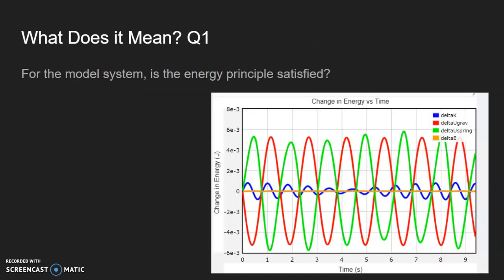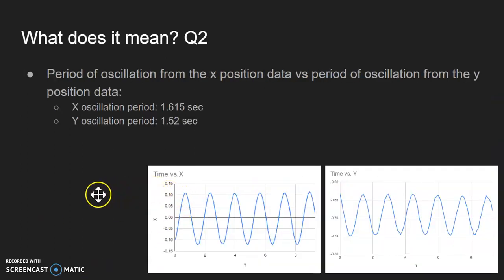What does it mean? The energy principle was satisfied in this model system as the delta E, or the change in total energy, was 0 as per the conservation of energy and the energy principle. The periods of oscillation calculated from the x and y positions of the object were 1.615 seconds and 1.52 seconds respectively. The oscillating period of the x direction could have been slightly longer than the y direction due to the swinging motion of the object.